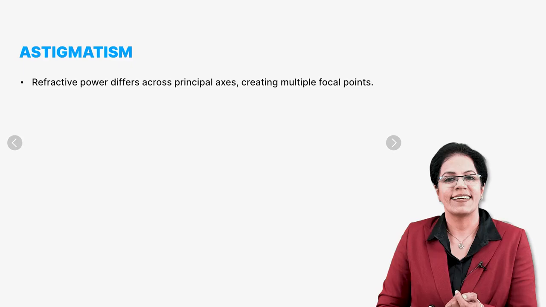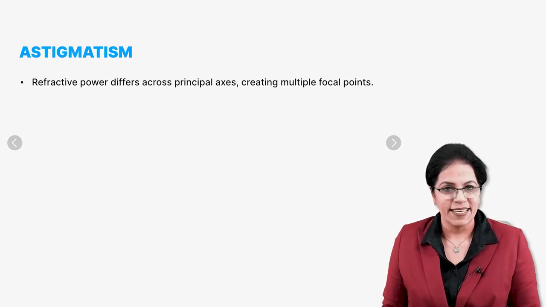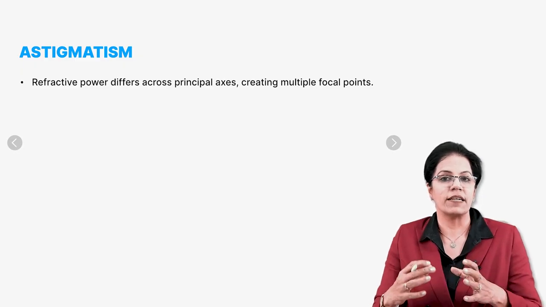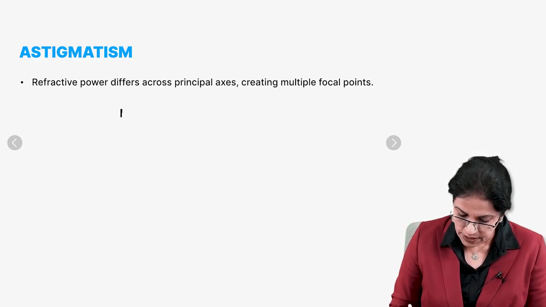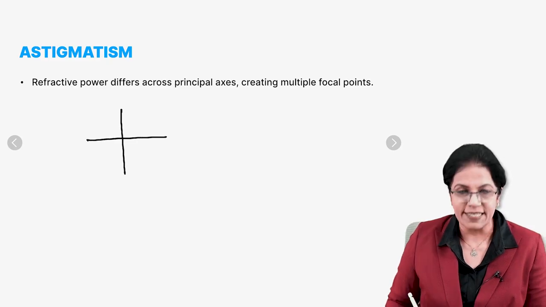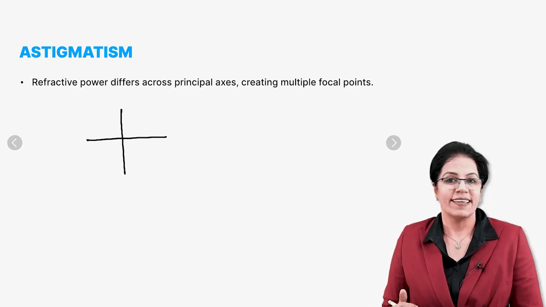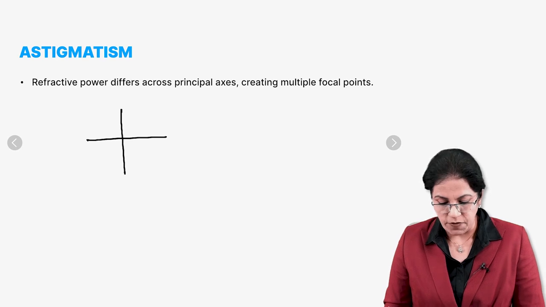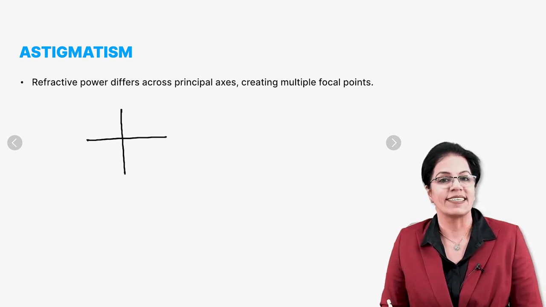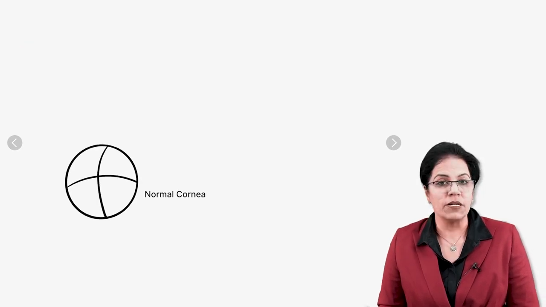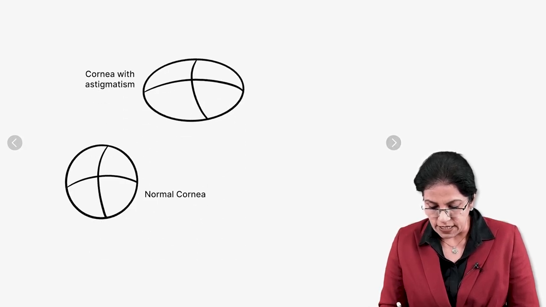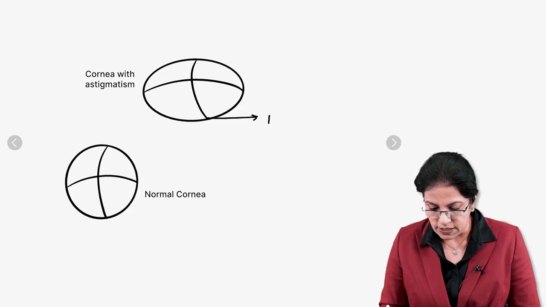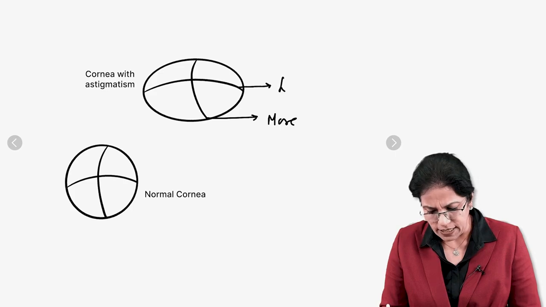Okay, so the next refractive error is astigmatism. What is astigmatism? It is a difference of refractive power between the two principal axes. Generally we consider the principal axes as 90 and 180, or you can say 180 or 0, whatever. So when there is a difference of refractive power across the principal axes, what does it mean? Have a look. This is a normal cornea with both curvatures almost equal, vertical and horizontal, but here it is not. In this case, vertical is more than horizontal. So one curvature is more and one is less. It can be either way.